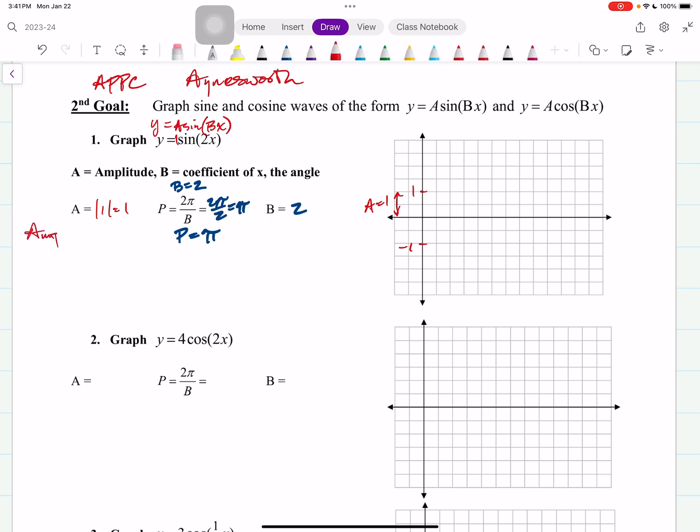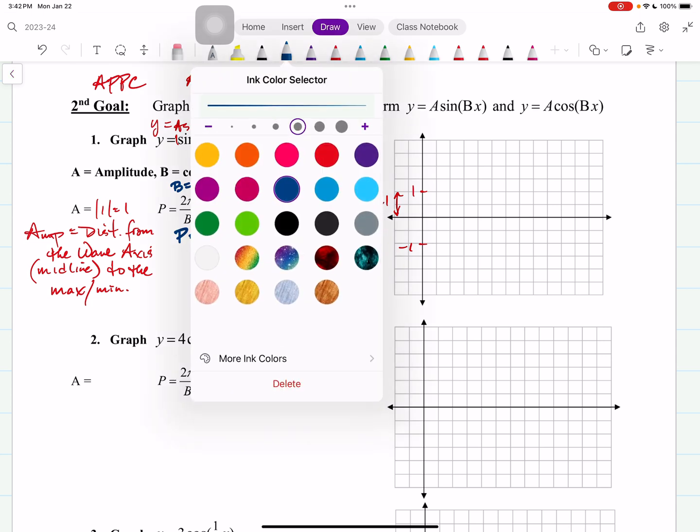So the amplitude in general is equal to the distance from the wave axis, which some of you guys call the midline, but I call it the wave axis. So midline here, if you guys want to use that terminology. So distance from the wave axis or the midline to the max, or to the min, or either one. Whether you go up or down, it doesn't really matter. Okay, so the high point's 1, the low point's -1. It's basically that.